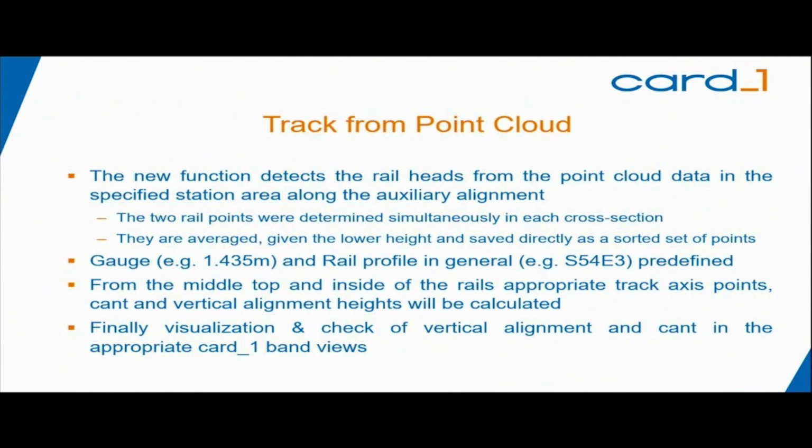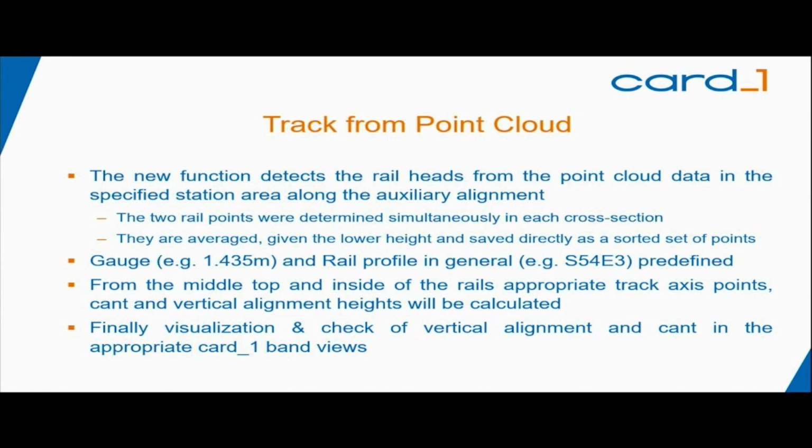So the new function, what is it doing? The new function detects the railheads from the point cloud data in the specified station along the auxiliary alignment. And the 2 rail points are determined simultaneously in each cross-section. They are averaged and then given the lower height and saved directly as a sorted set of points.